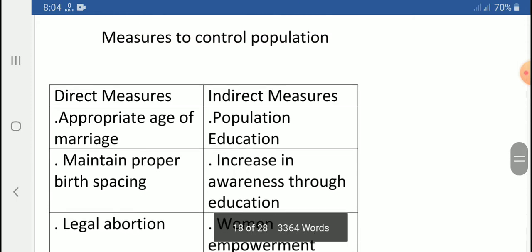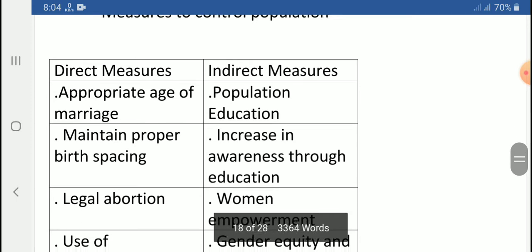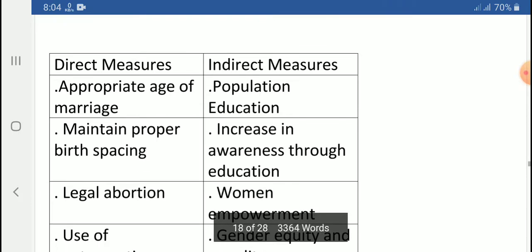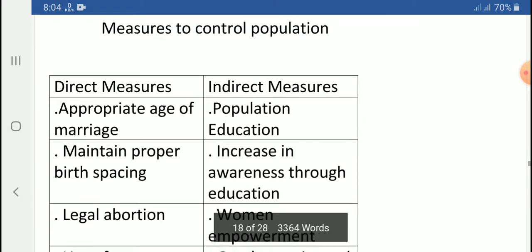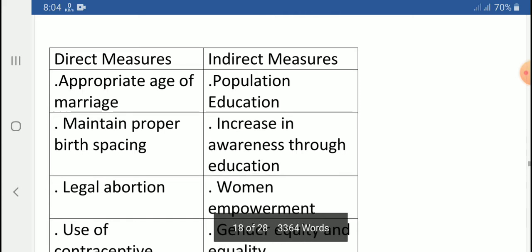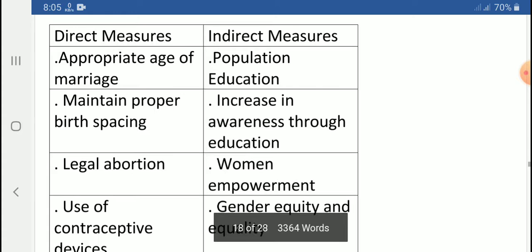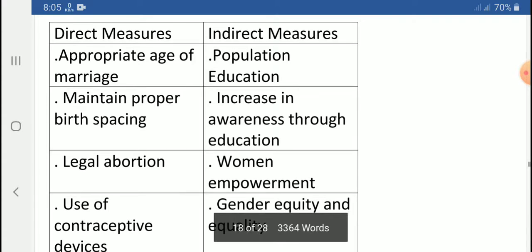There are two ways to manage population: the direct measure and the indirect measure, and this is very important. In examination, the question may ask you: explain the direct measures of population management, or explain the indirect measures of population management, or how maintaining proper birth spacing helps in population management, or how population education helps in population management.